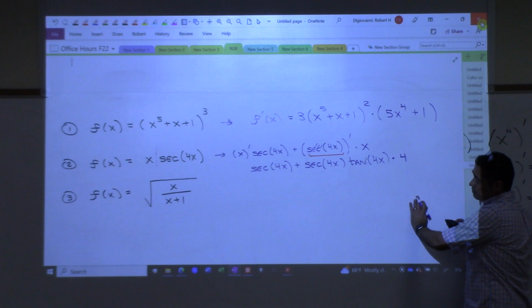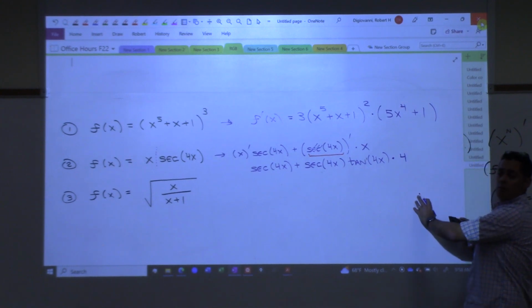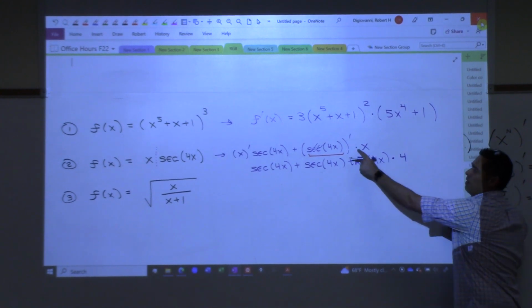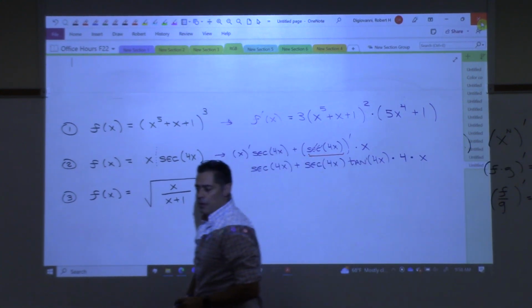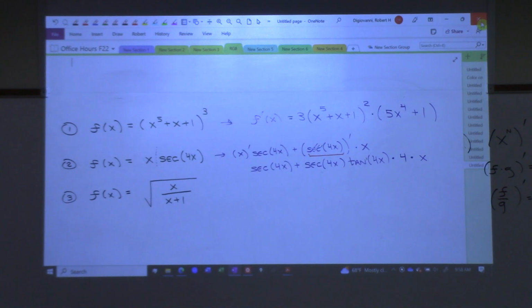Am I done? No, what am I missing? The actual x right here that finishes off the product rule. Look at that carefully, and if you have any questions on where I got any of it, now is a good time to ask.